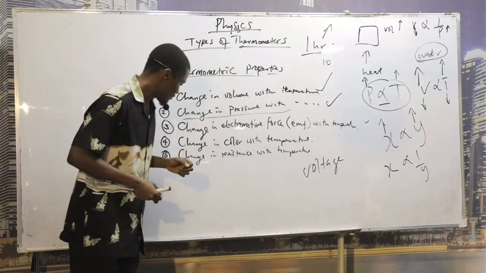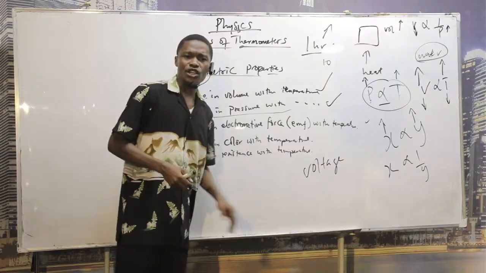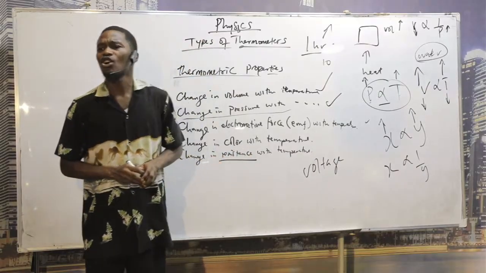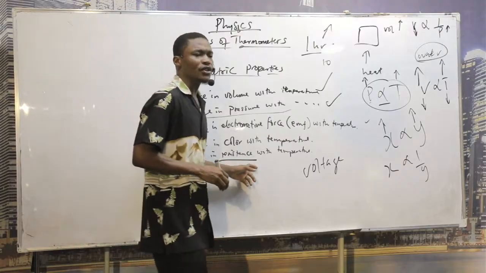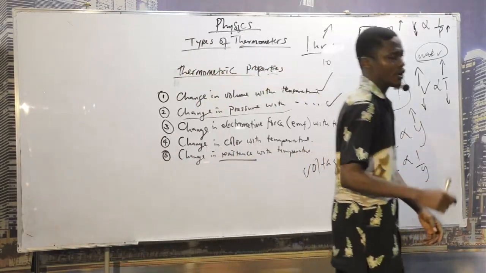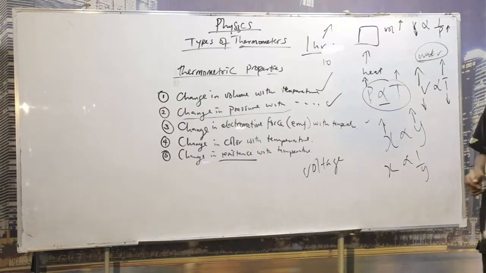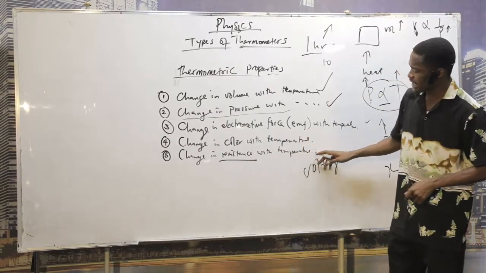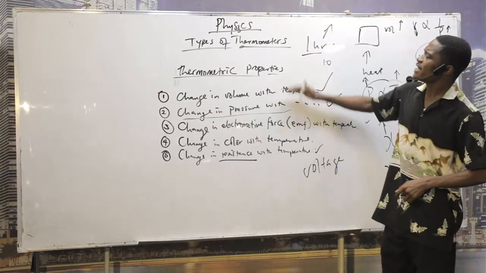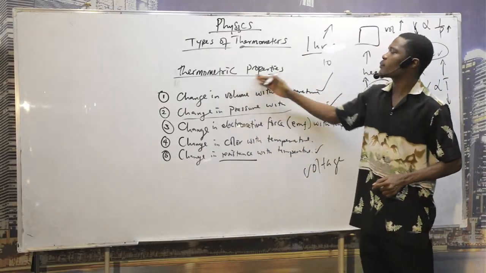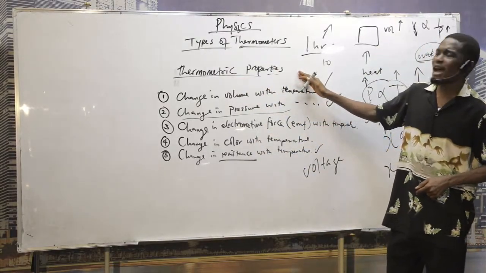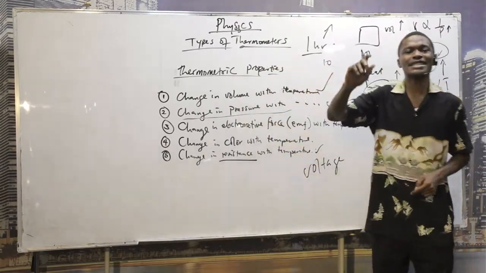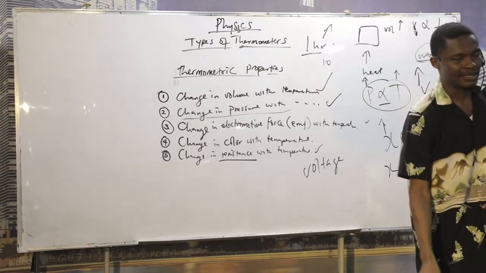Now next one, change in resistance with temperature. When we say resistance, resistance means opposition. But what opposition are we talking about here? Opposition to the flow of current. Opposition to the what? Flow of current. So normally when there is a change in resistance, temperature also changes. So here I list the thermometric properties. What we will now do is talk about some types of thermometers, and then we will start discussing which thermometers make use of which property.